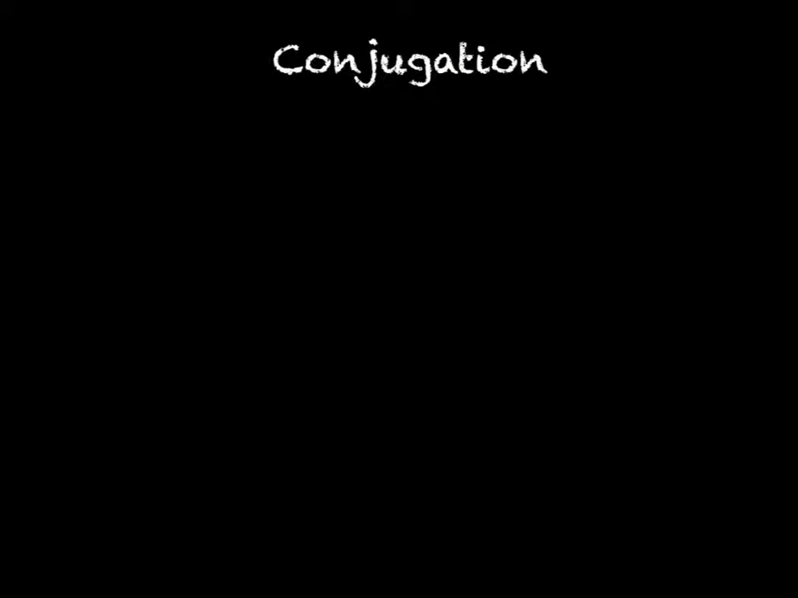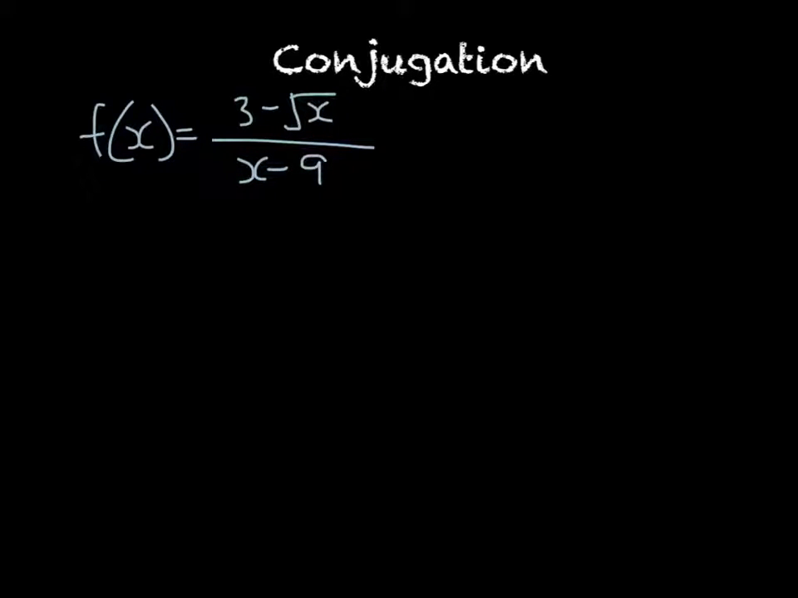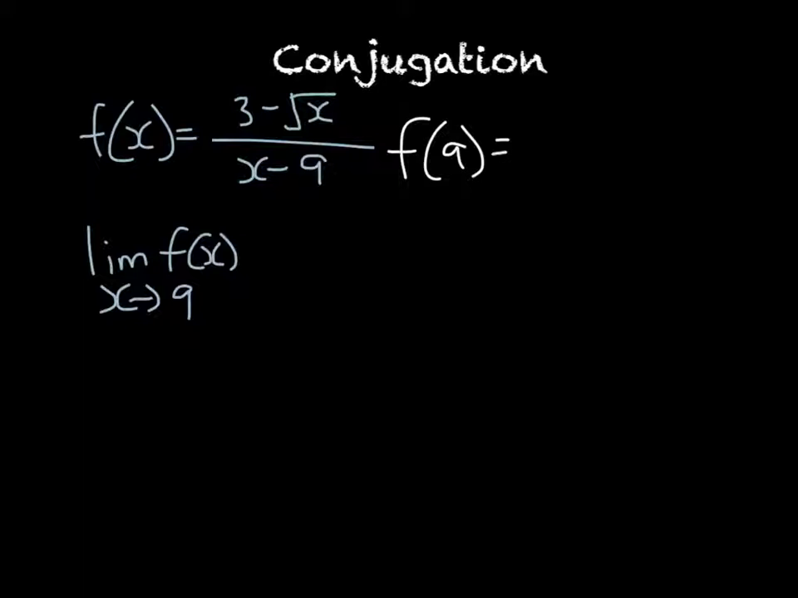Another tool we can use to evaluate limits is conjugation. So let's take a case where f of x equals 3 minus the square root of x over x minus 9. Now what happens if we try to take the limit of f of x as x approaches 9? If we just try to plug it in, then we end up with f of 9 equals 3 minus the square root of 9 over 9 minus 9, and we get this error where we divide 0 by 0 again, which we really can't do.